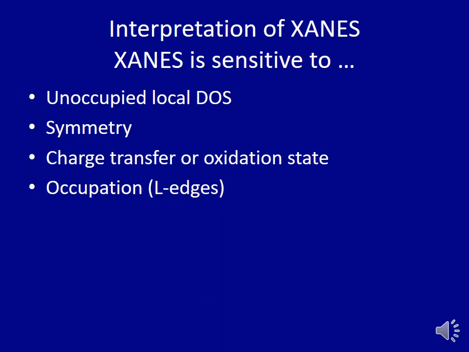So finally, I'll talk a little bit about how we interpret XANES. XANES is sensitive to the unoccupied local density of states, or angular momentum projected density of states. It's also sensitive to symmetry and charge transfer or oxidation state. And finally, you can get things like spin occupation or orbital angular momentum occupation from the L edges.